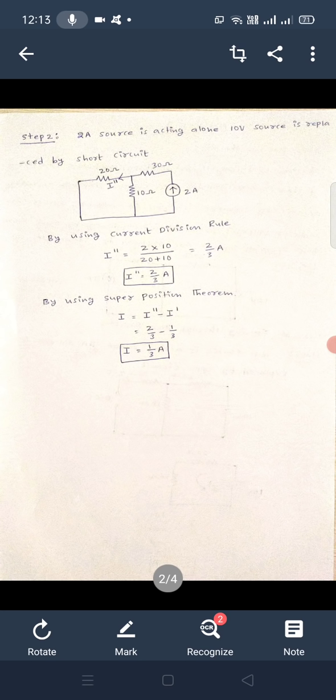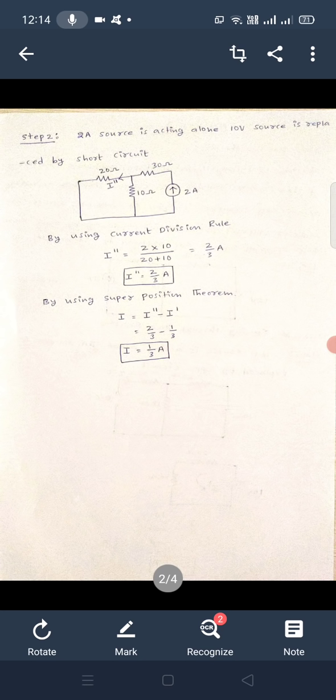Here the total current is known. The 20 ohm and 10 ohm resistors are connected in parallel, right? In parallel we can apply the current division rule. By using the current division rule I can easily calculate the current flowing through the 20 ohm resistor by knowing the total current. The current flowing through the 20 ohm resistor is equal to the total current times the opposite parallel branch resistance divided by the sum of the parallel branch elements.